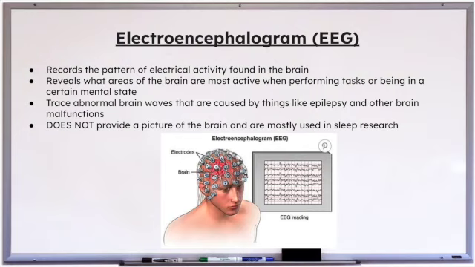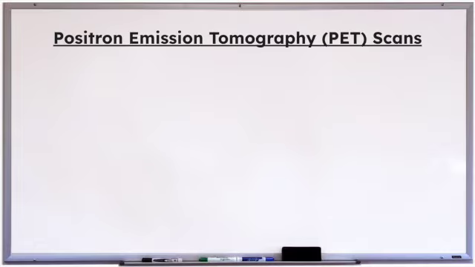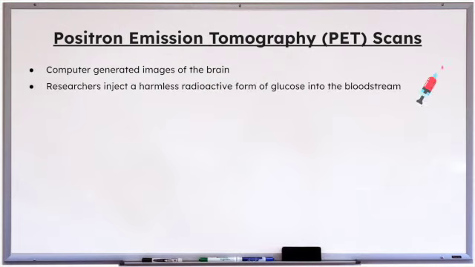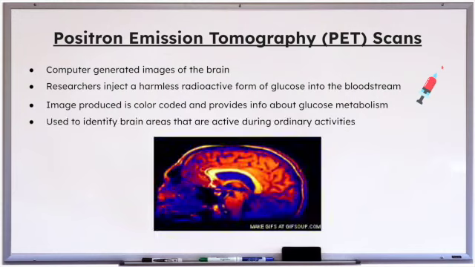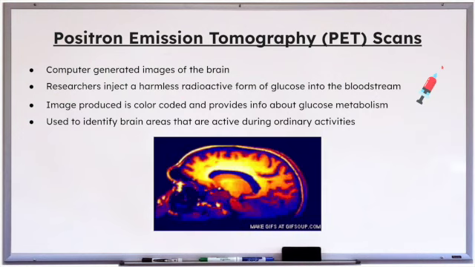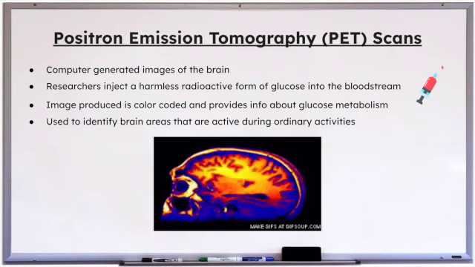Unlike the others, EEGs do not provide a picture of the brain and are mostly used in sleep research. Positron emission tomography or PET scans are computer generated images of the brain. When using this device, researchers inject a harmless radioactive form of glucose into the bloodstream. The image produced is color coded and provides info about glucose metabolism. PET scans are often used to identify brain areas that are active during ordinary activities.